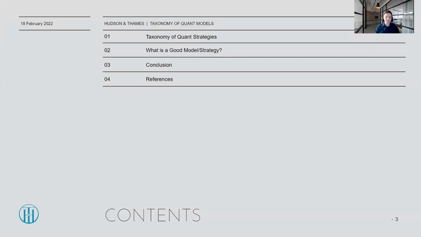So the presentation is divided up as follows. I'll start by discussing the taxonomy of quant strategies. And this taxonomy is done by the research paper that I just mentioned. I'll then move on and give a discussion also on what makes a good model or strategy. And I'll end this video with my conclusion and references.